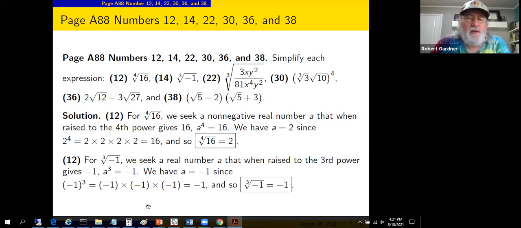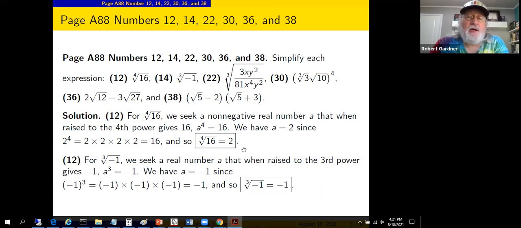A equals -1, because -1 times -1 times -1 equals -1. So the cube root of -1 equals -1. So it seems that cube roots are easier to deal with. Just a passing comment here.